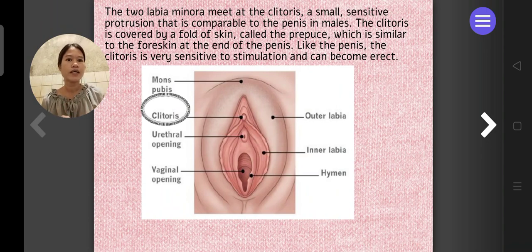And the third one is clitoris. The two labia minora meet at the clitoris, a small sensitive protrusion that is comparable to the penis in males. The clitoris is covered by a fold of skin called the prepuce, which is similar to the foreskin at the end of the penis. Like the penis, the clitoris is very sensitive to stimulation and can become erect.